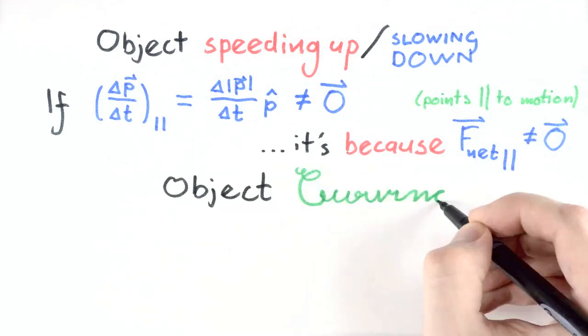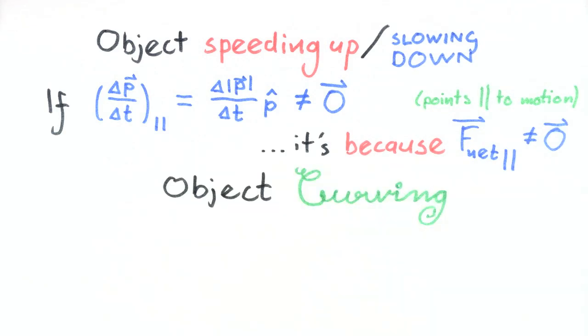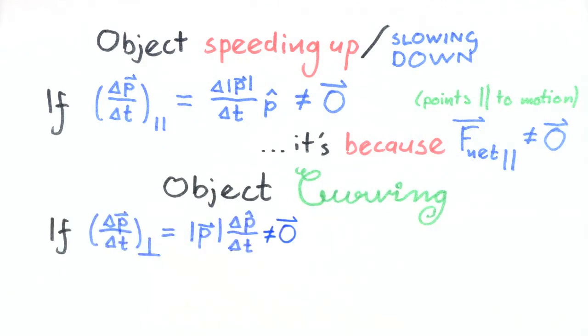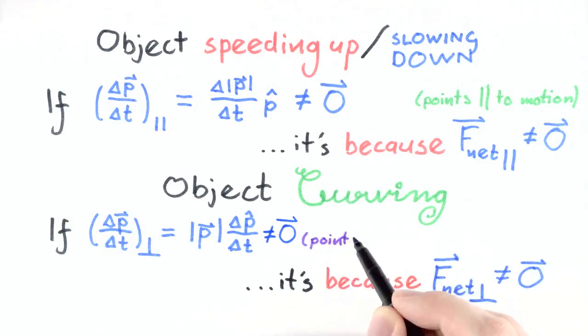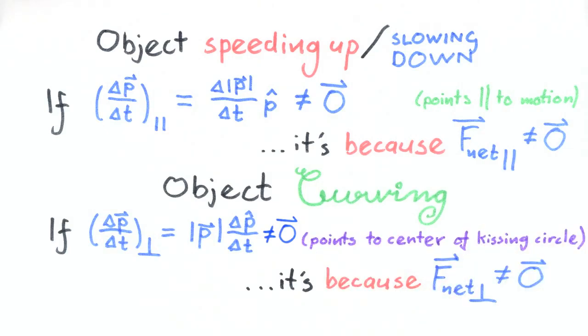Second, if we see the trajectory, the path of the particle's motion, is curving, then we know that delta P over delta T perpendicular is non-zero and points toward the center of the kissing circle. Again, this describes an effect. Newton's second law tells us that there must be a cause, a non-zero F net perpendicular pointing toward the center of the kissing circle, the same direction as delta P over delta T perpendicular, to cause this. If there is no curving of the path, there is no effect along the perpendicular direction, and therefore there is no cause. F net perpendicular must be zero.